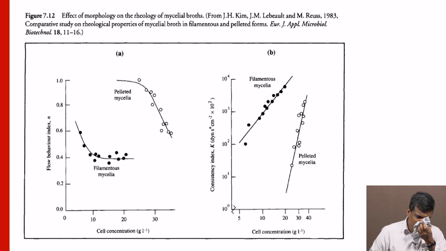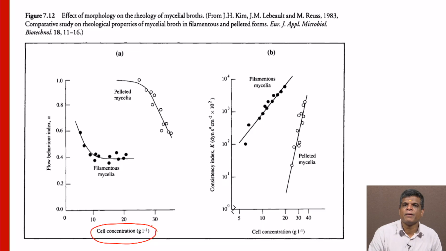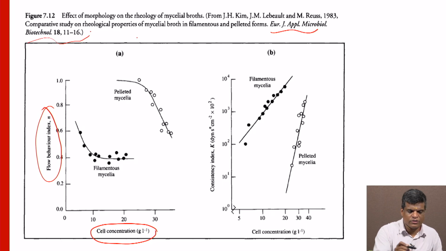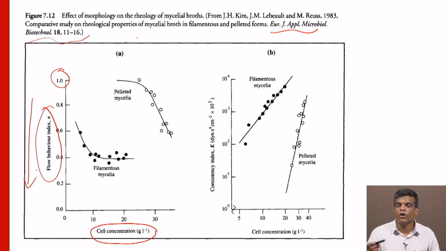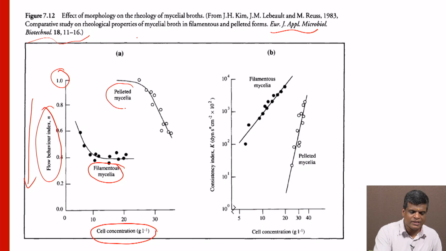These are the graphs. The x-axis is cell concentration in gram per liter, and then the flow behavior index is n. We took this one and gave the reference here. You can get the reference also. Here, a flow behavior index n of 1 behaves as a Newtonian fluid. Whenever n is less than 1, it behaves as a non-Newtonian fluid. Here we are seeing two cases: one is the filamentous mycelia, the other is the pelleted mycelia.